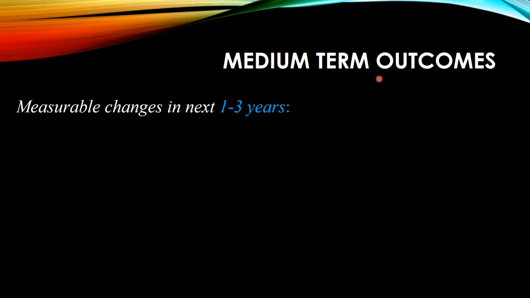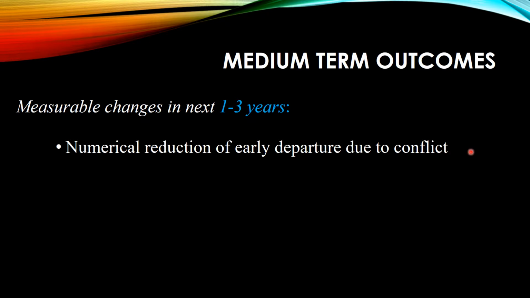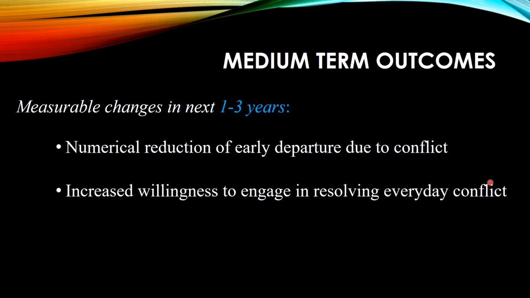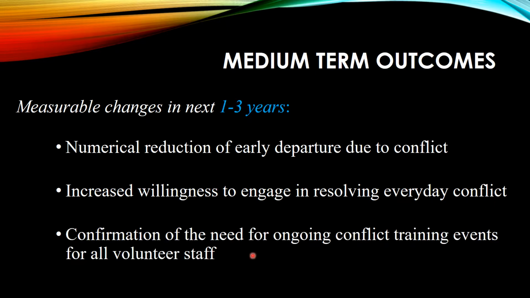Next is our medium-term outcomes, and this is measurable changes in the next 1 to 3 years. So, we want numerical reduction of early departure due to conflict. We want less people leaving early. We also want increased willingness to engage in resolving these everyday conflict situations. We also want confirmation of the need for ongoing conflict training events for all of our volunteer staff.